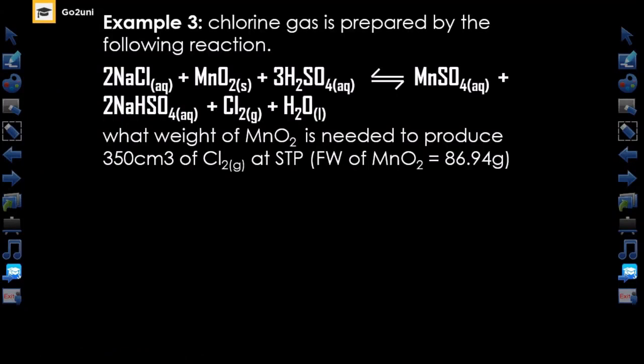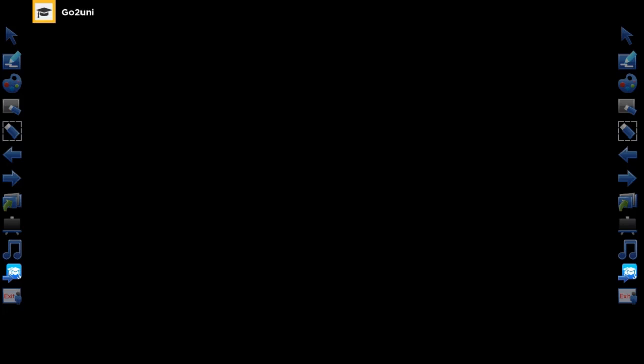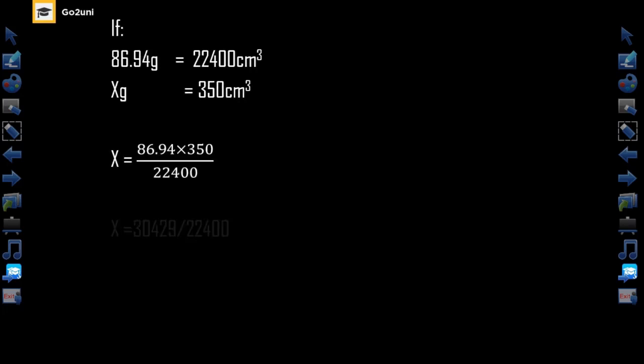So that is what we have there. Let us take a look at what has been solved for better understanding. We have MnO2 and chlorine. 86.94 gives us 71 grams, and 71 grams is equivalent to 22.4 dm³, which is 22,400 cm³. As you can see, at the end of everything, we have x equal to 1.358 grams, which is approximately 1.36 grams of MnO2. So this is how to solve different questions under stoichiometry.